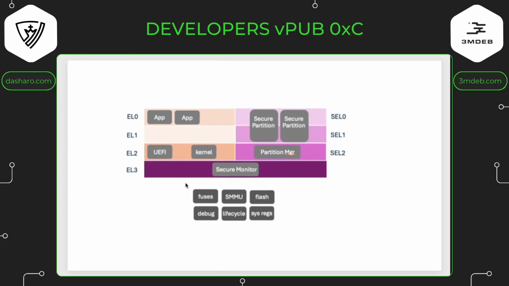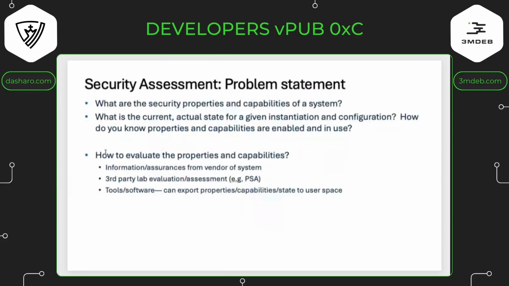But I think this is a problem worth solving, and so we've started a small working group, with some internal ARM folks as well as other partners, to look at what we can do. The next few slides summarize what we're doing, still at early stages. We defined our problem statement as essentially: what are the security properties and capabilities of a system?